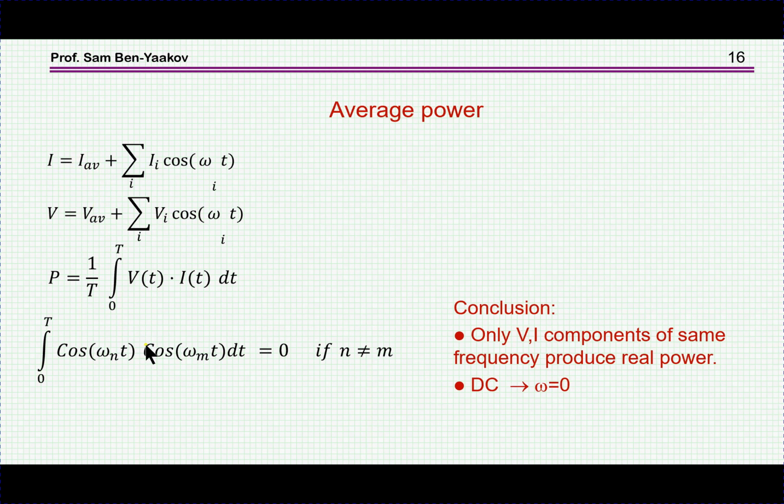And then, of course, the power will be the product of these. Now, we know that when you take the integral of two cosine or sine functions of different frequencies, this integral is zero. This implies that only if V and I have the same frequency will they contribute to the power. In the case of different frequencies, there will be no power involved, and therefore you have to take into account only products of same-frequency signals, including the DC, which is considered like a zero frequency signal.